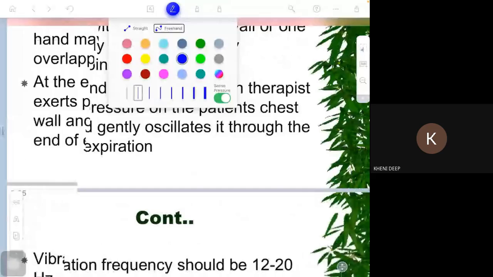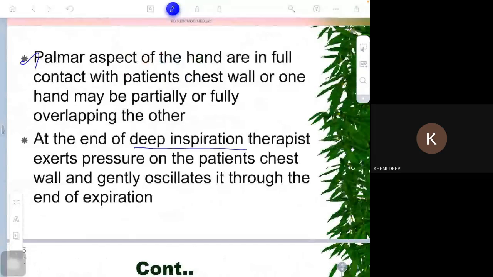So at the end of deep inspiration, the patient exerts pressure on the patient's chest wall. The question is, how will you know whether the patient is in the inspiration phase or expiration phase?